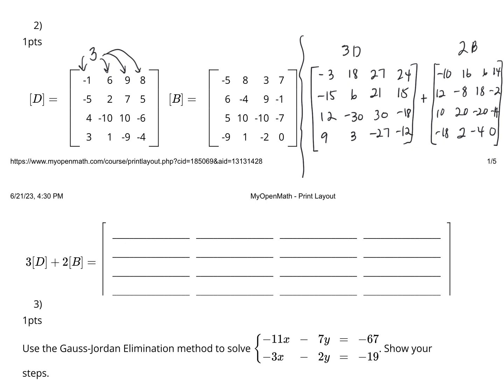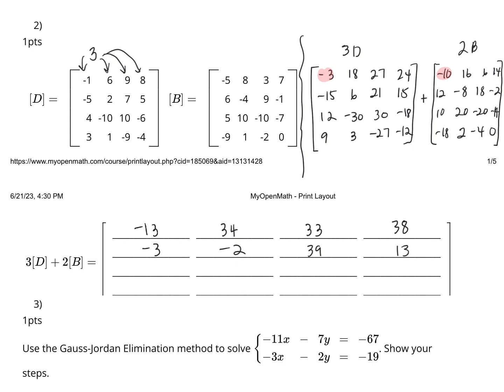Okay, so now we want to add these together. So negative 3, remember we're adding elements in the same position. So negative 3 plus negative 10 would be negative 13. 18 and 16 is 34. 27 and 6, 33. 24 and 14, 38. Now we're going to move on to row 2. Negative 15 and 12 is negative 3. 6 and negative 8 is negative 2. 21 and 18, that's 39. 15 and negative 2 is 13.